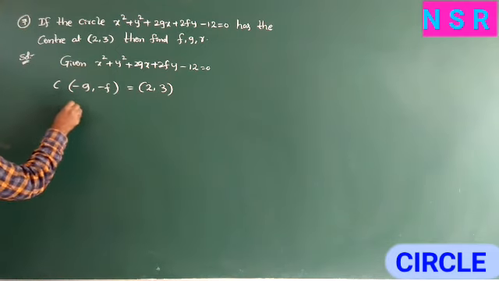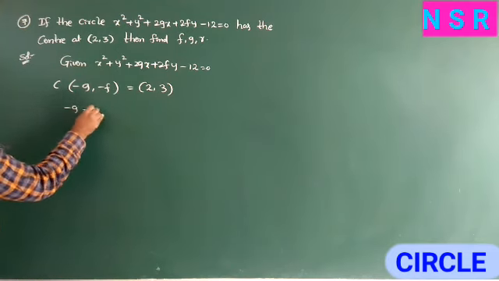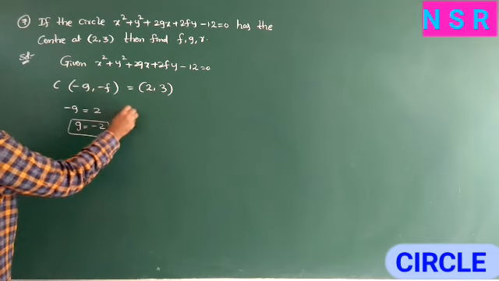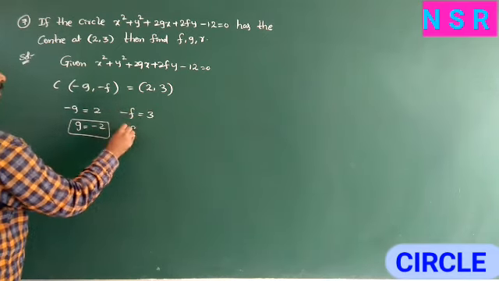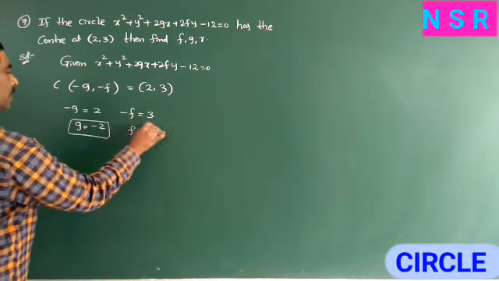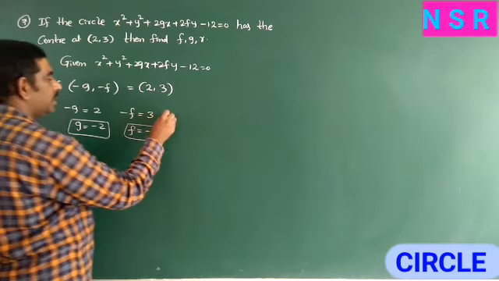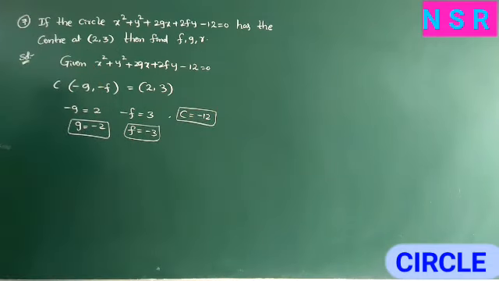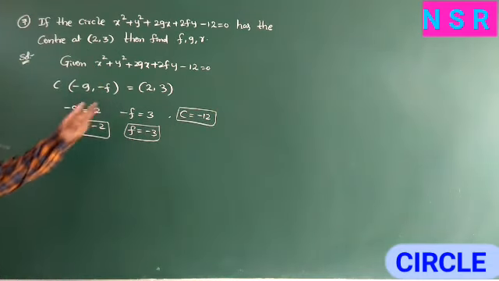Now equating the x, y coordinates: minus g is equal to 2, so g equal to minus 2. Minus f equal to 3, so f equal to minus 3. And here the c value is equal to minus 12. So you get the f value, g value and c value.